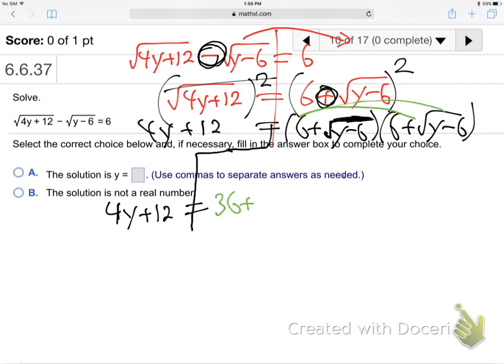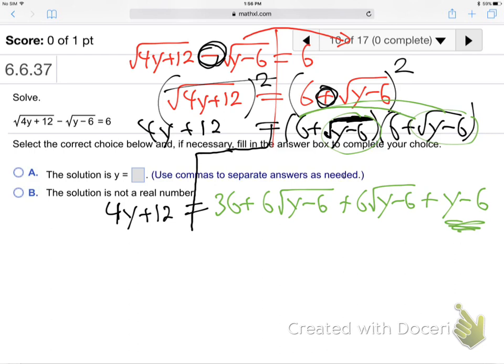So 36 plus 6 root y minus 6, plus 6 root y minus 6, plus plain y minus 6. Is that okay? Everybody okay with that right side, how I FOILed that out? Questions I can answer on that? That's probably the messiest step right there. Okay. Everybody see why I got a plain y minus 6 back here? Because root times root made a plain y minus 6.